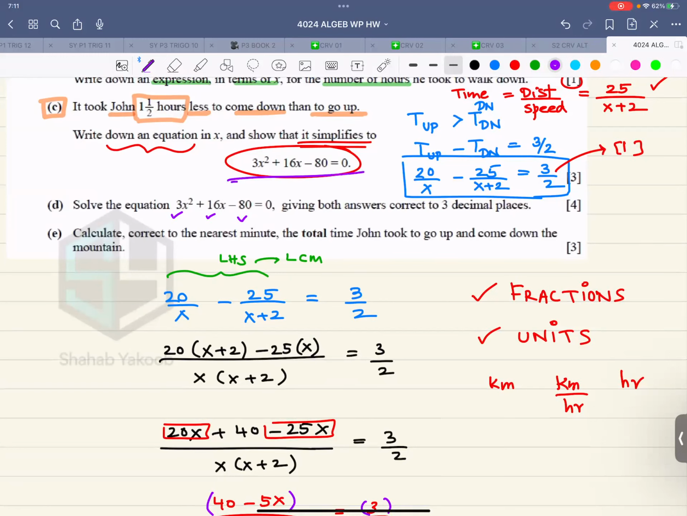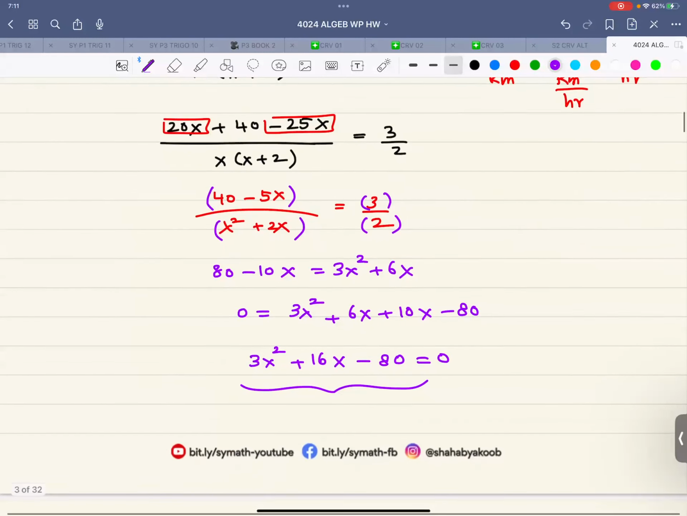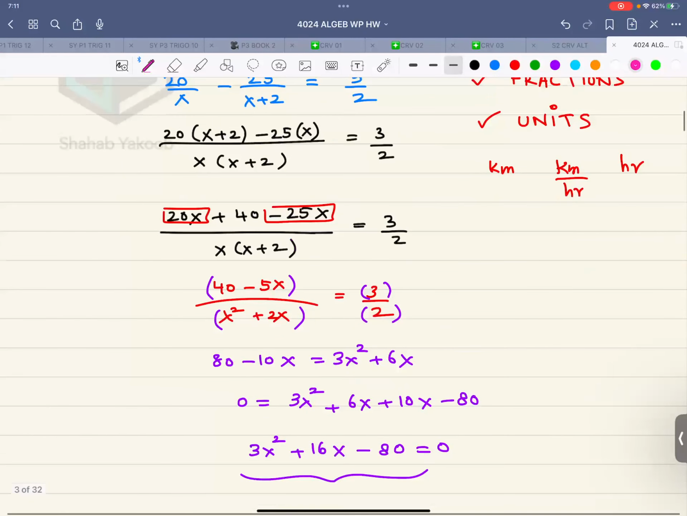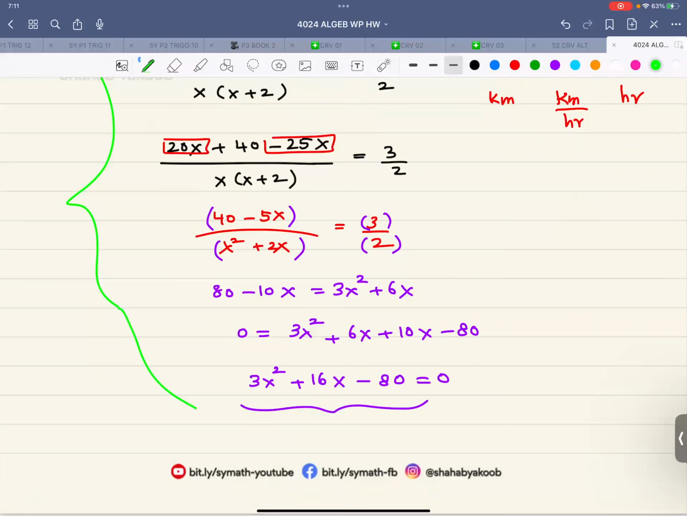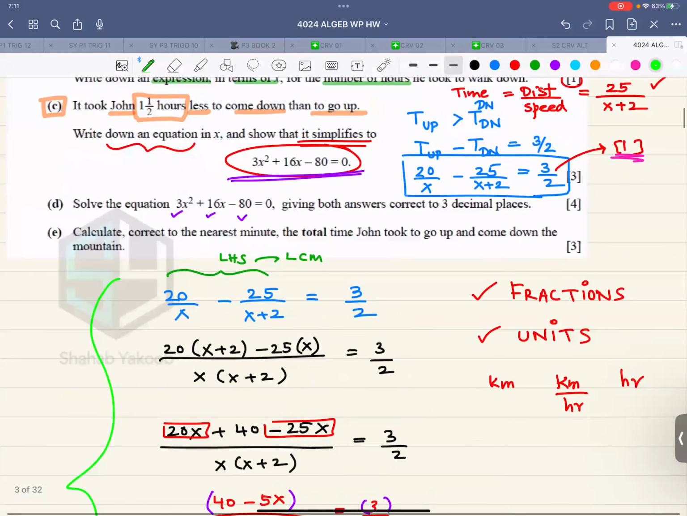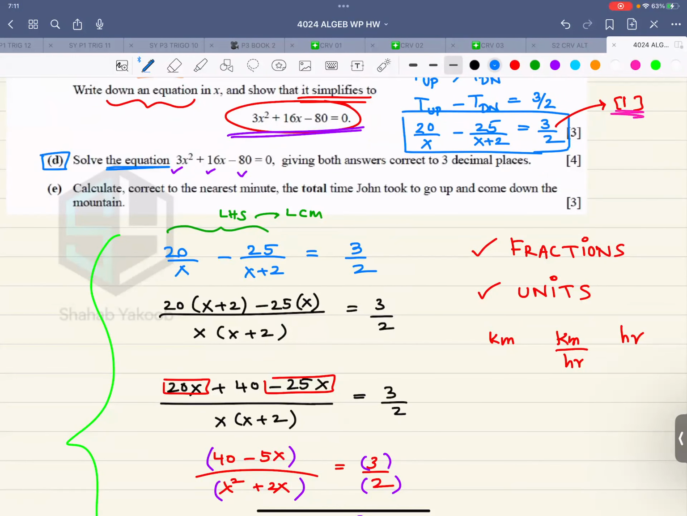So now, first of all, we are getting this. So another 2 marks for this working. So 1 mark we got for this thing. And then working this whole thing out all the way over here, that will earn me another 2 marks. Now, they are giving us 4 marks for this part. Solve this equation, giving both answers correct to 3 decimal places. Therefore, we have to use the quadratic formula and we have to work in 4 decimal places. That is the working level of accuracy. That is why we will finalize and get the answer correct to 3 decimal places.